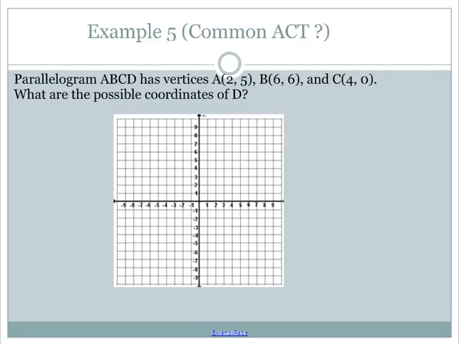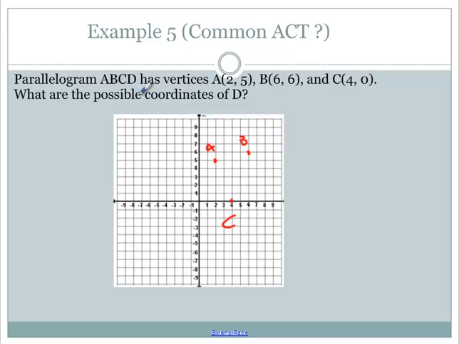And our last example, this is one that's very similar to an ACT type question. Parallelogram ABCD has the following vertices. We need to find D. We have the other three, we need to find D. So A is at 2, 5. B is at 6, 6. C is at 4, 0. And I need to find D.